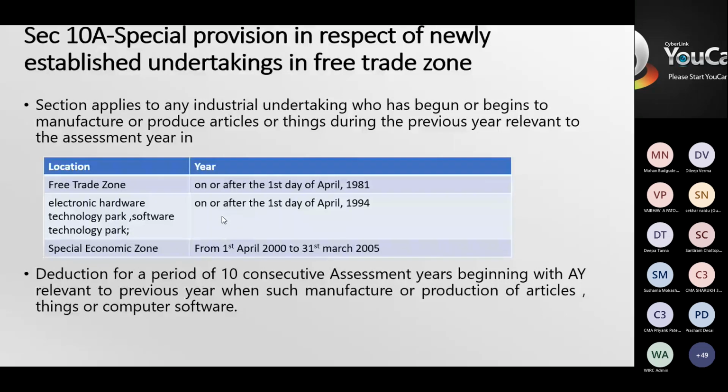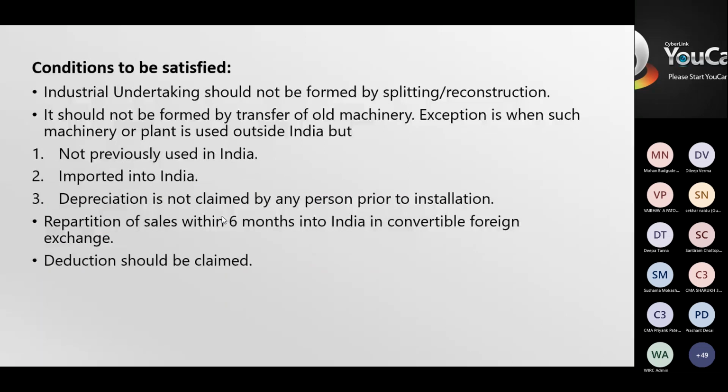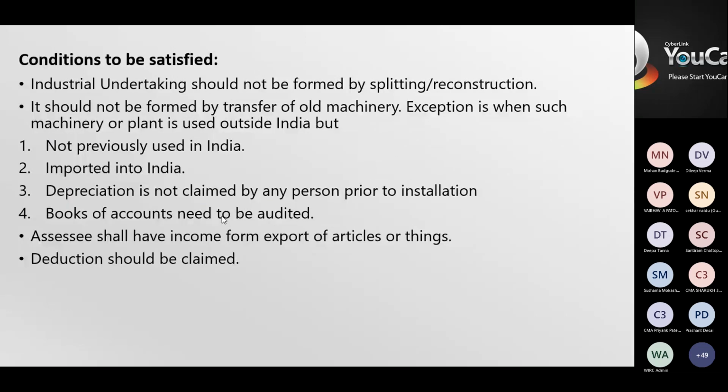specific. Then there is a typical method of calculating the exemption, that is profit of the business into export turnover divided by total turnover. As I said, some of these benefits are no longer there, so you'll have to be very careful. Section 10A is similar to this thing, that is special economic zone. I'll quickly run through this.